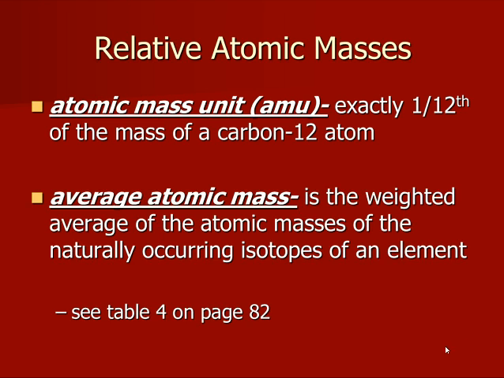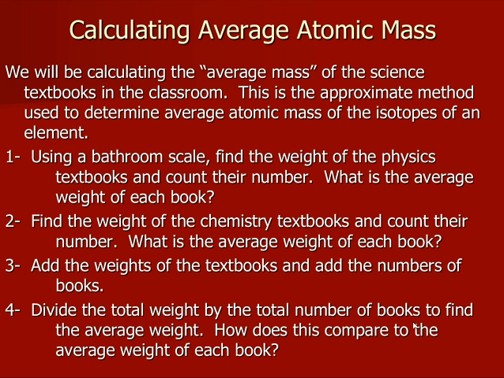For carbon, the naturally occurring forms are mostly in the upper 90% carbon-12. There is some carbon-13 and carbon-14. However, those percentages are so small that they affect the average mass of carbon very, very little. As you can see, the average atomic mass of carbon is reported as 12.01 AMU on your periodic table.